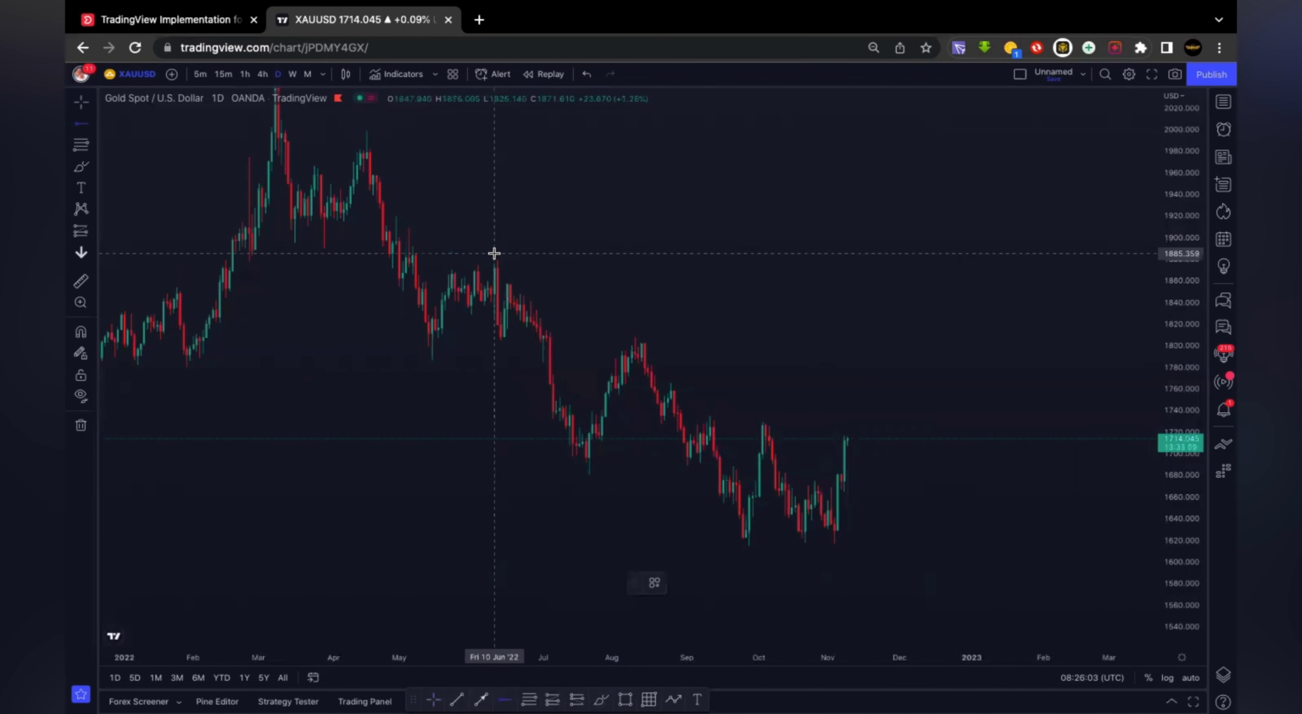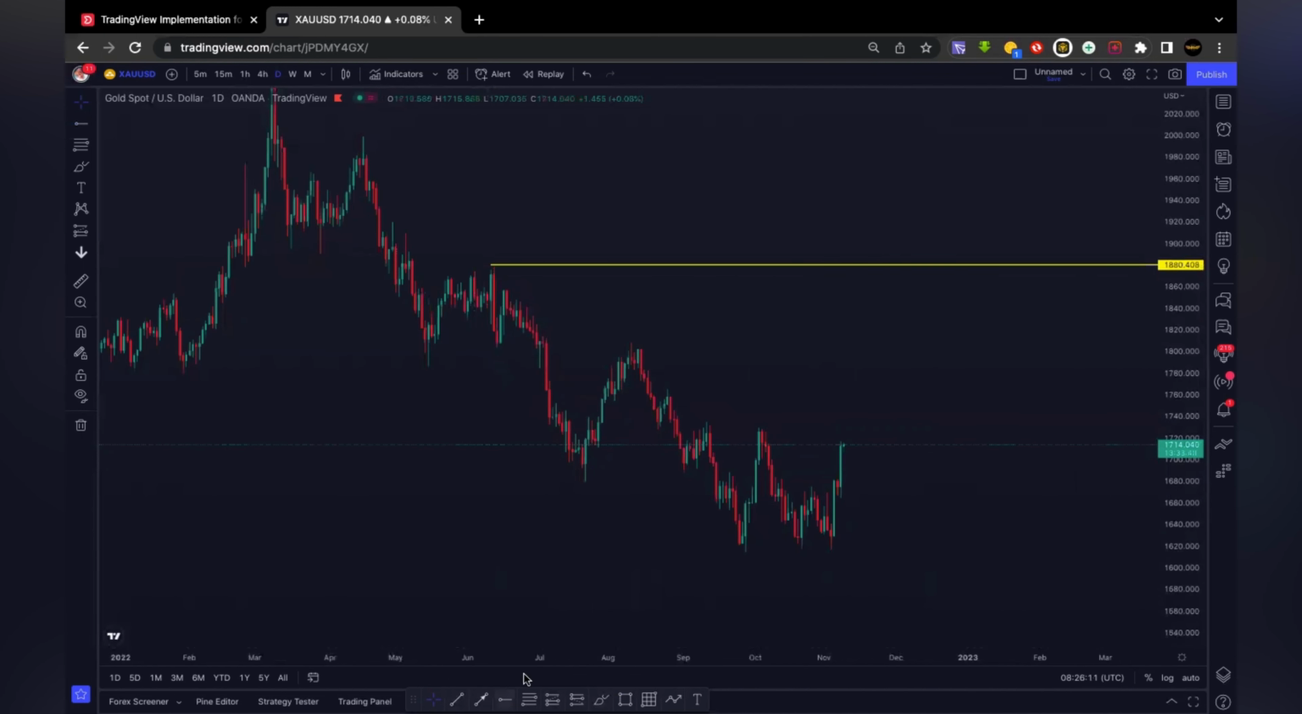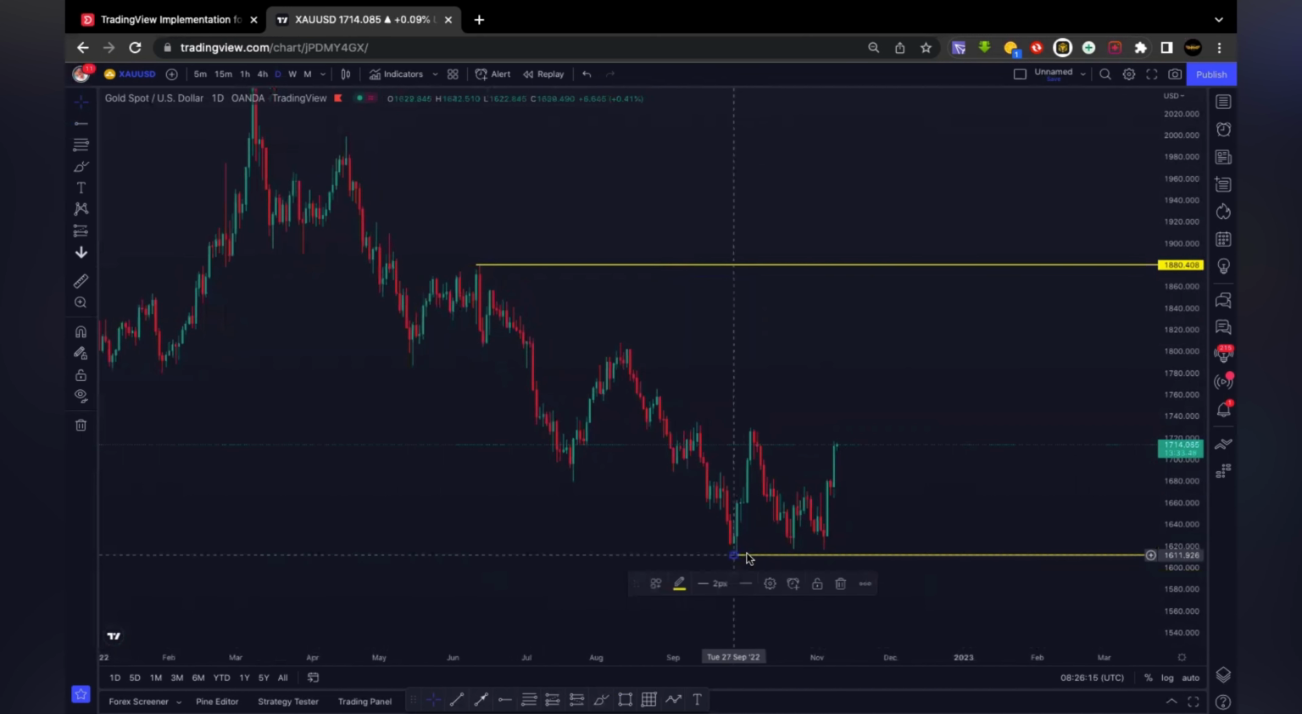So at the beginning of the correction is where I put the highest point, which is this one, because that is the beginning of the whole correction. Then the lowest point of the correction is this, this swing low. Then the next thing you do is just connect the trend lines.